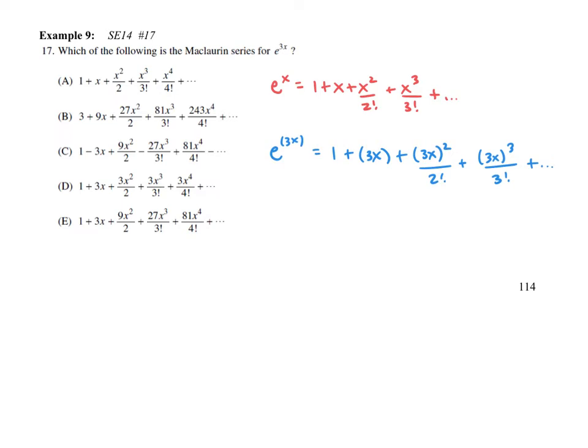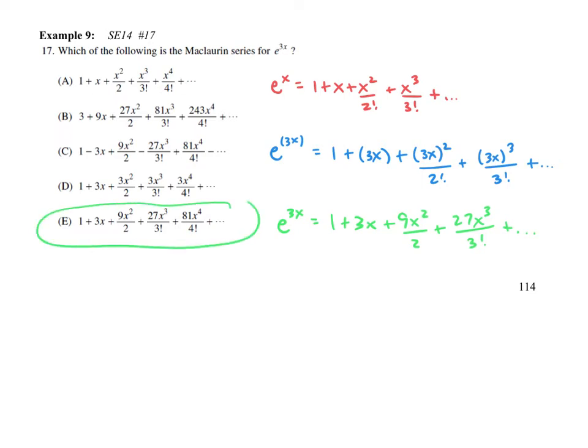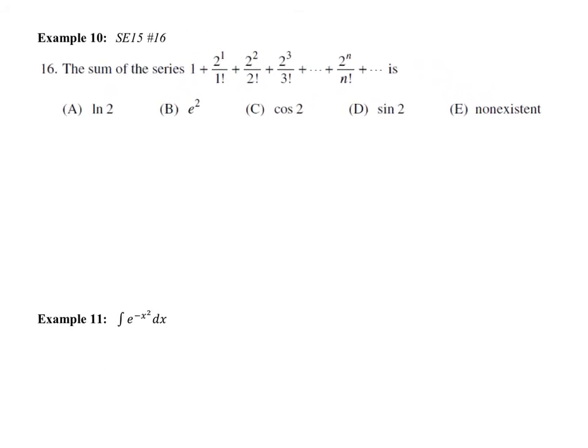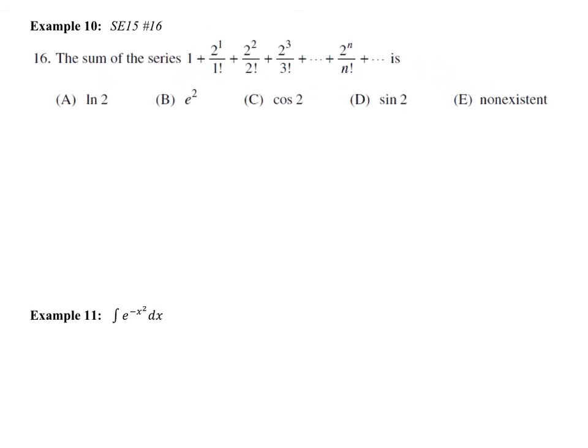All right, and then I'm just going to simplify it so it's a little bit more obvious what the answer is. So we have e to the 3x equal to 1 plus 3x plus 9x squared over 2 plus 27x cubed over 3 factorial. And they do have one more term there, but we can see that our pattern is going to be consistent with letter E. Okay, let's move on to the next page. All right, in the next problem, number 10, it's asking us for the sum of the series.